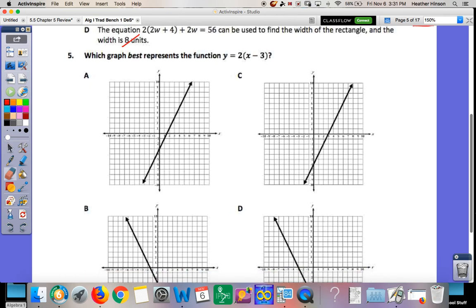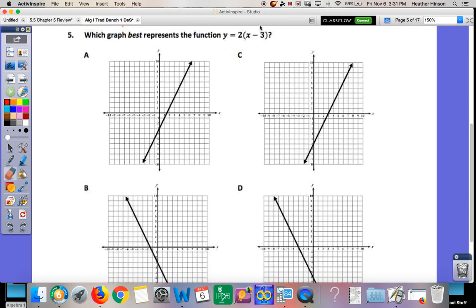Okay, number 5. Which graph best represents this function? So all of these are linear graphs, but this is not in the regular form. It's not in mx plus b. So how do we get it to y equals mx plus b? All we have to do is distribute. 2 times x is 2x. 2 times negative 3 is negative 6. So we have a positive 2 slope and a negative 6 y-intercept.